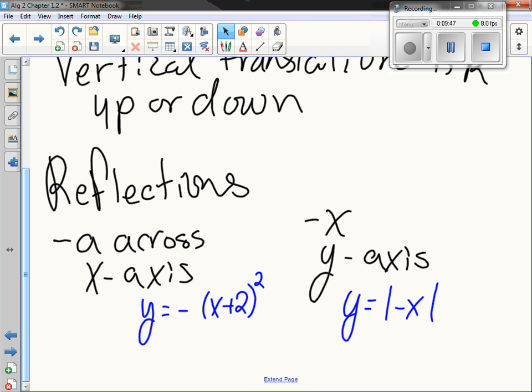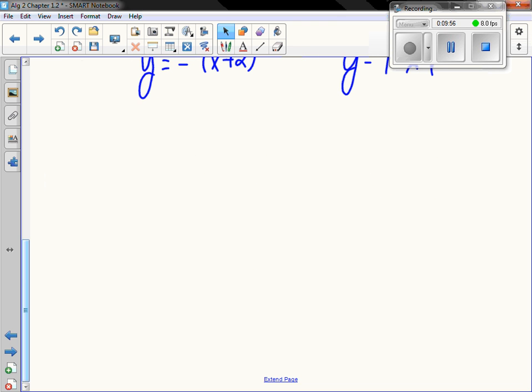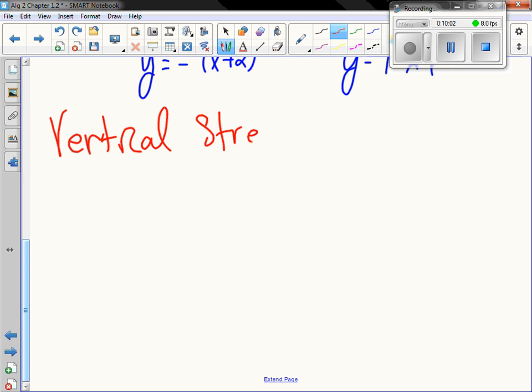So reflections. If a is negative, it's across the x. If x is negative, it's across the y. Now we had one last one that we talked about. Vertical what? Stretch slash shrink.